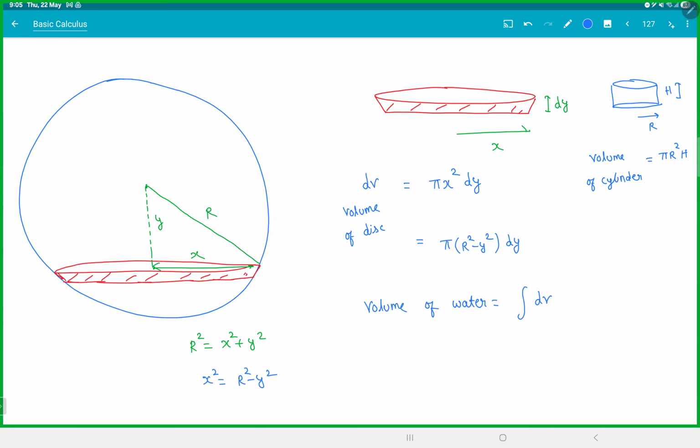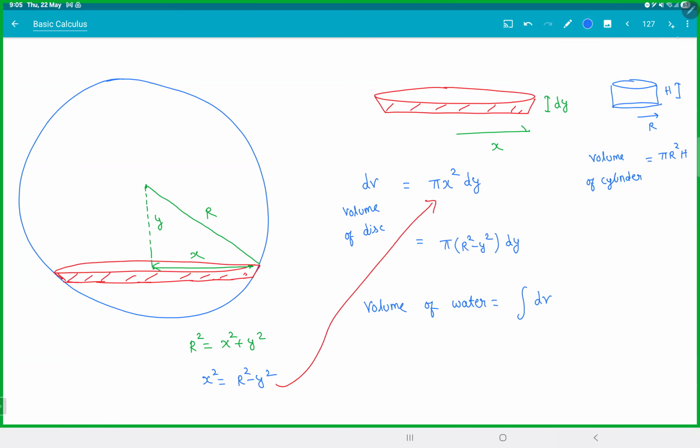Any doubts on this? So I found the volume of the thin disk, the radius is x and the thickness is dy. So it is kind of like a cylinder. So volume is pi x square dy, but I know x square is r square minus y square. I substituted there. All clear with this?